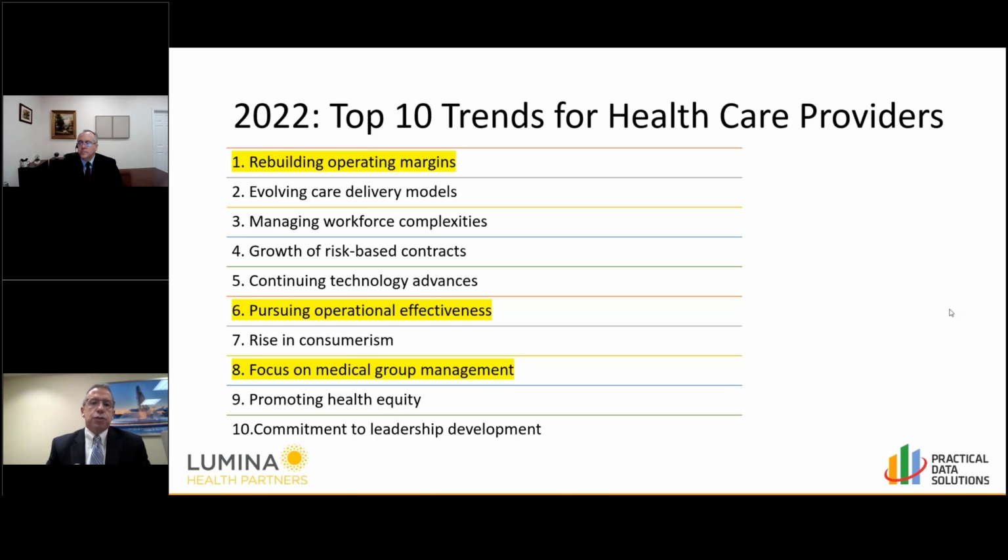And there were some real key trends that emerged as we were starting to gather some of our information. It was everything from building and rebuilding our operating margins to what our care delivery model needs to look like, certainly the growth of risk-based contracts, and then even the commitment to leadership development. But as we were talking, 3 key trends really emerged as the top of mind issues. It was one, how do we get our operating margins back to pre-COVID levels?